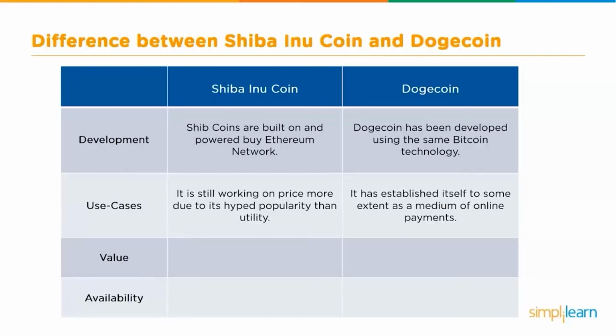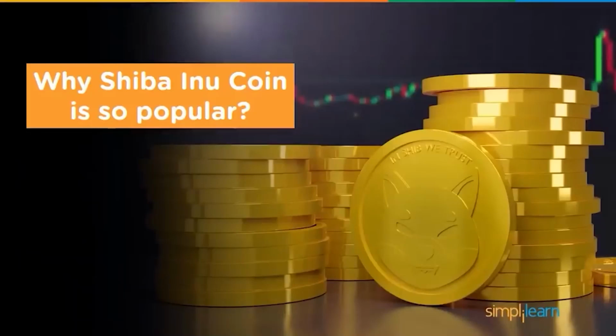Then is value. According to CoinMarketCap, the current value of Shiba Inu coin is $0.000007378 and that of Dogecoin is $0.261711. And at last, availability. The availability of Shiba Inu coin till today is 394 million and for Dogecoin it is 130 billion. Now this definitely raises a question in my mind.